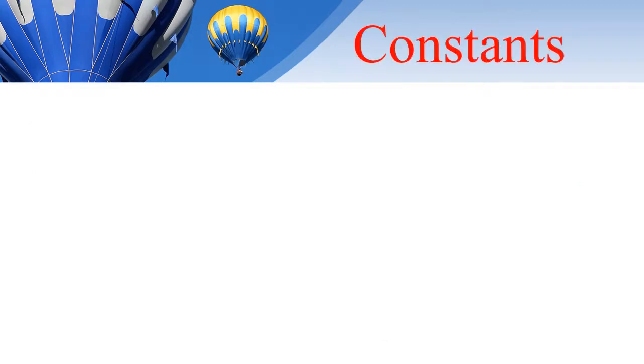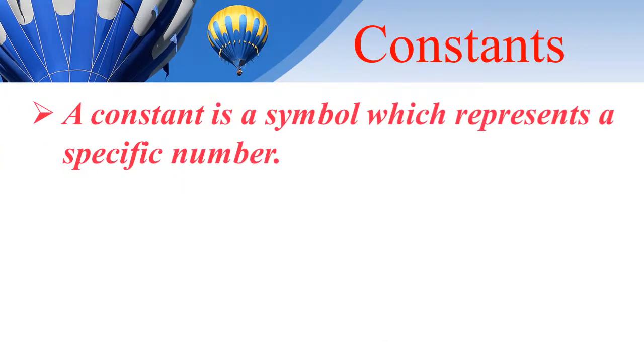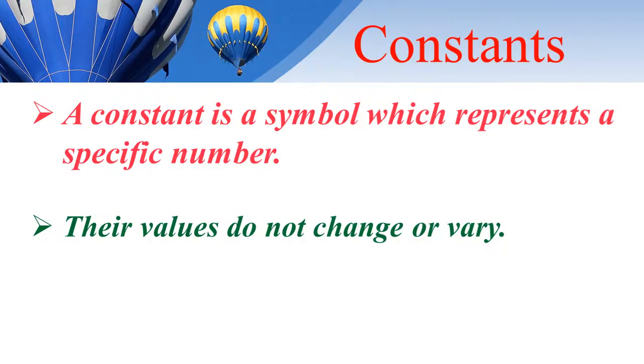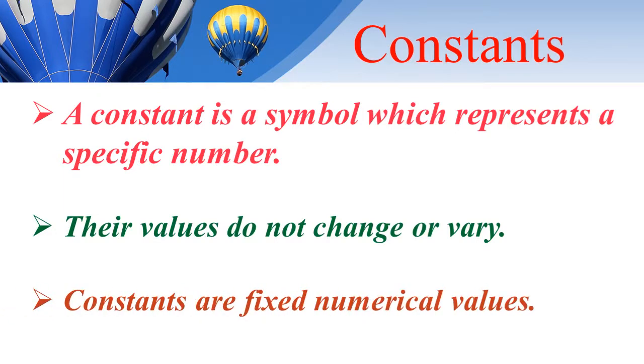Let us see constants. A constant is a symbol which represents a specific number. Their values do not change or vary. Constants are fixed numerical values, for example 3, 5, 89, 256, etc.